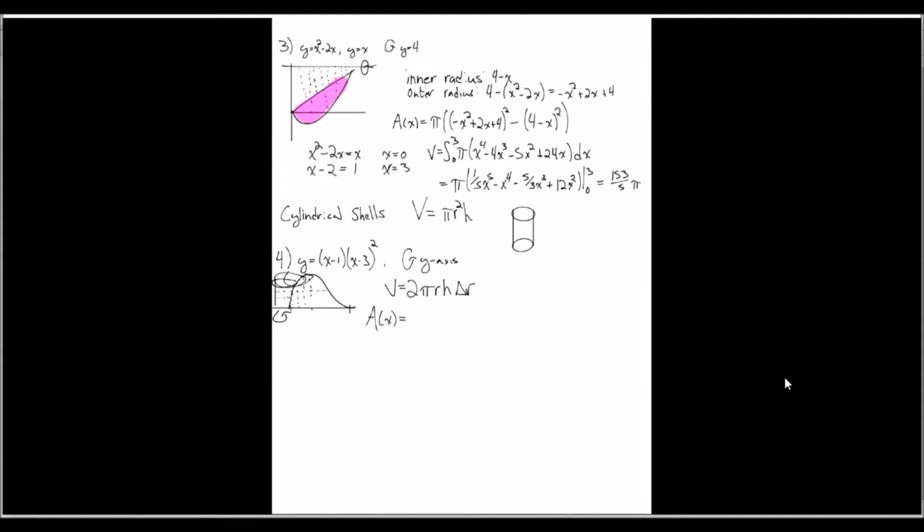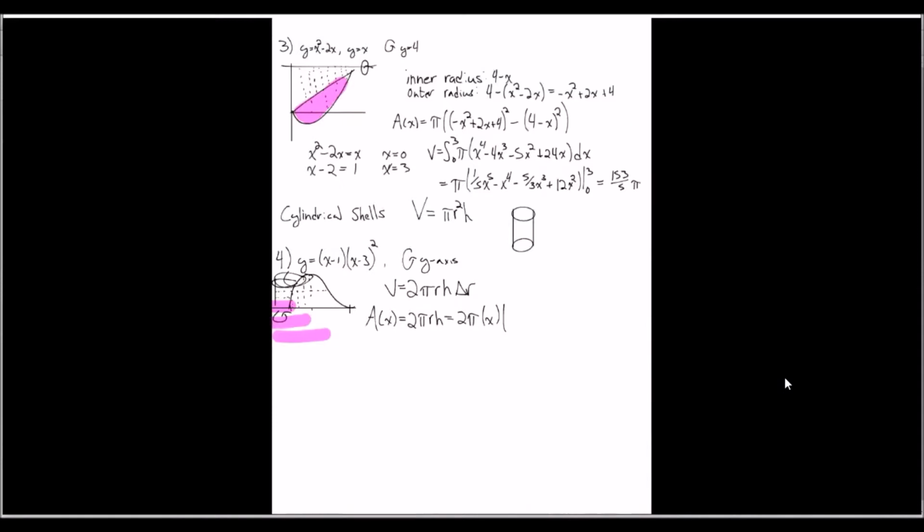So we're going to set this equal to 2 pi r h, right? And in the case of this problem, the radius of our cylinder is just simply going to be x here, right? Because as we go further and further down the line here, we're going to have a different value of x, and that's going to be the radius of our cylinder that we're rotating around.